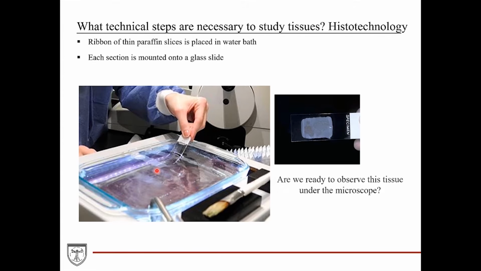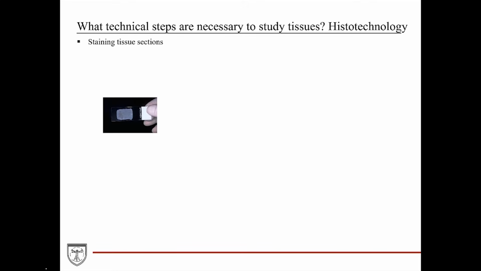The question now is whether we're ready to observe this tissue under the microscope. And the answer is no. That has to do with the fact that now the tissue is so thin, it's become transparent. And plus, there's all this paraffin that's in the nearby area. That's where the next step in histotechnology comes in handy, which is the staining process.